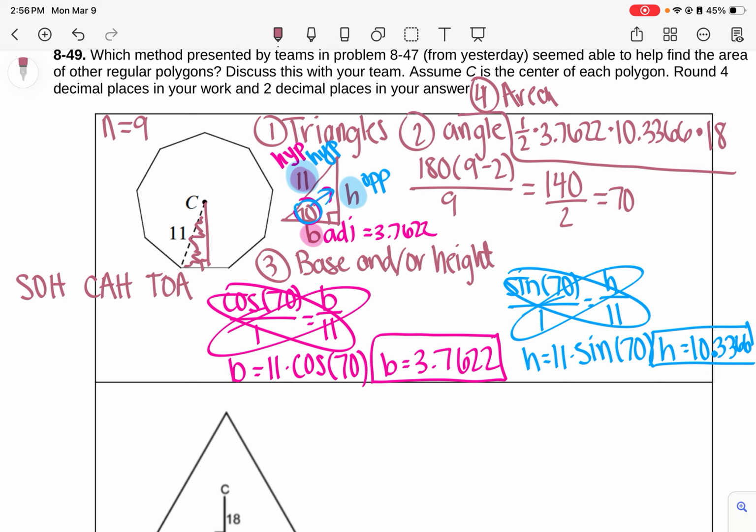So then we're going to plug all that in. 1/2 times 3.7622 times 10.3366 times 18. I am currently double checking to make sure I put all my things in there right. And we get 349.995. So when you're rounding to 2 decimal places, 349.995 becomes 350.00 units squared.